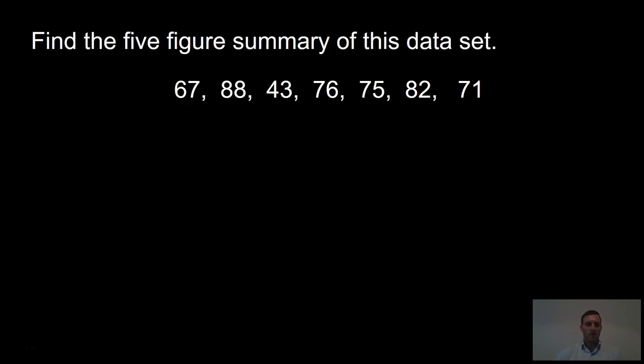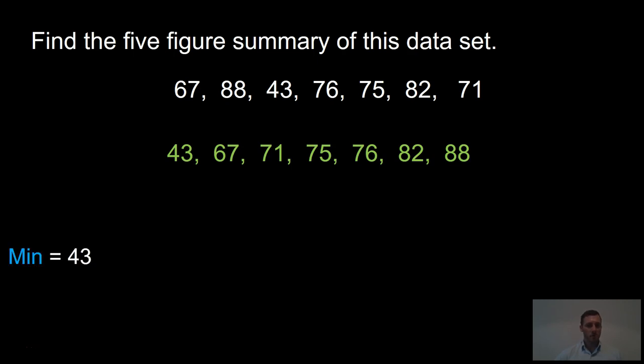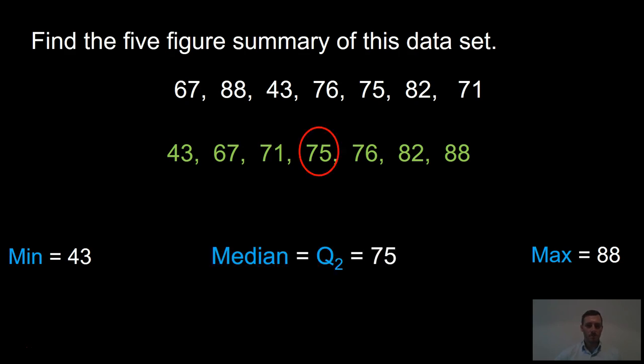Let's find the 5-figure summary for this data set. So first, we arrange it in increasing or ascending order. The minimum value is 43. The maximum value is 88. They're easy to identify. Then we locate the median, or Q2. It's 75 in our example here.